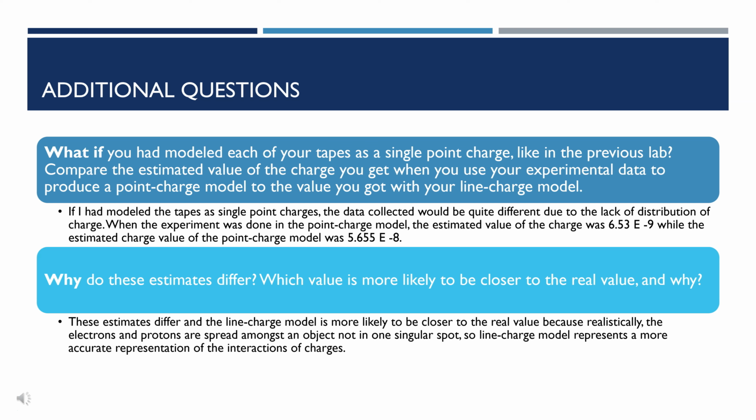When the experiment was done in the point charge model, the estimated value of the charge was 6.53 e to the negative 9, while the estimated charge value of the line charge model was 5.655 e to the negative 8. And why do these estimates differ, and which value is more likely to be closer to the real value, and why? These estimates differ, for sure, and the line charge model is more likely to be closer to the real value because realistically, the electrons and protons are spread amongst an object, not in one singular spot. So the line charge model represents a more accurate representation of the interactions of charges in everyday objects.